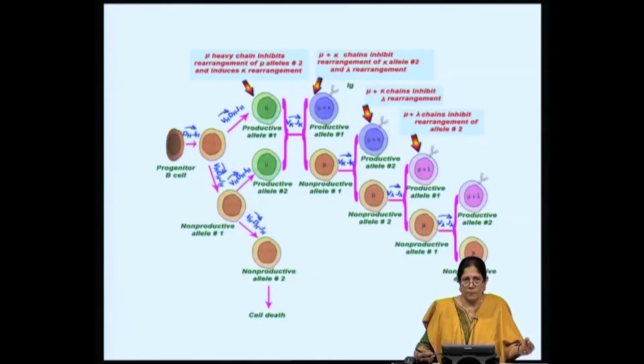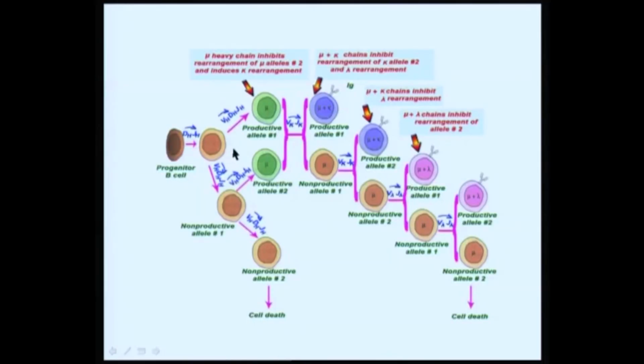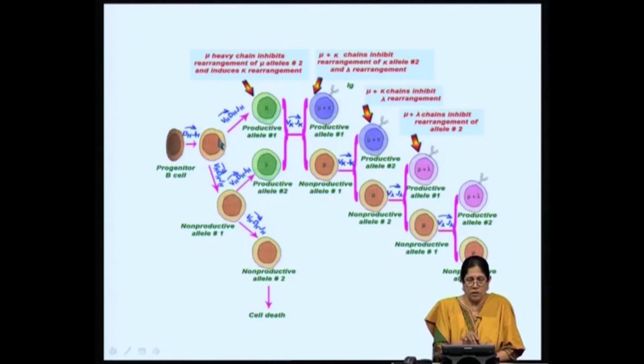Now, because the cell has a choice, that if the first allele is non-productive, recombination starts with the second allele. Now, in case of the heavy chain, if you have non-productive allele 1 and 2, such a cell would die. So there is no question of the light chain reassembly taking place. However, should either allele 1 or allele 2 become productive and you have VDJ recombination, then it is possible that the cell can now try to recombine the kappa light chain gene, allele 1 if not allele 2, and then has one more chance with the lambda light chain gene.